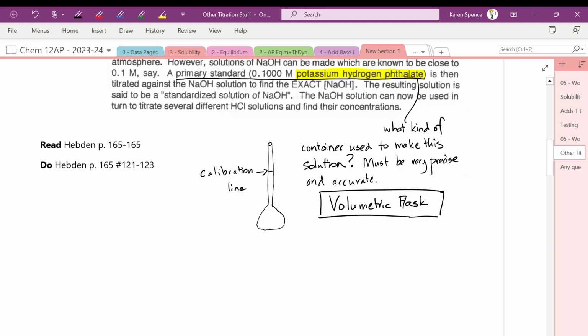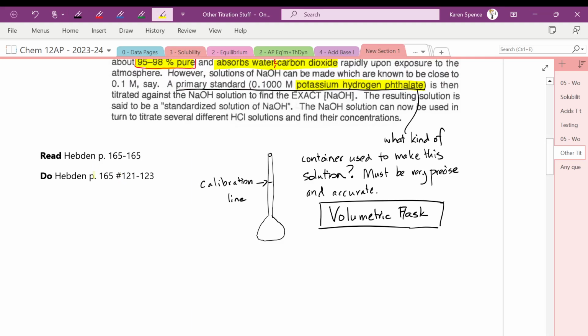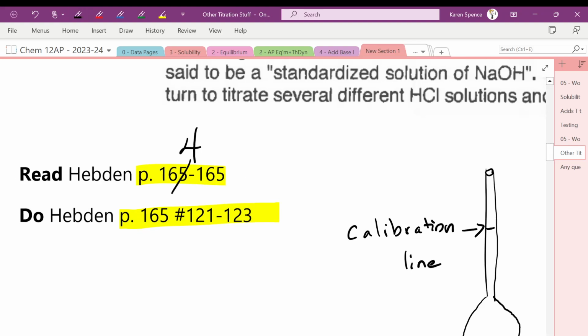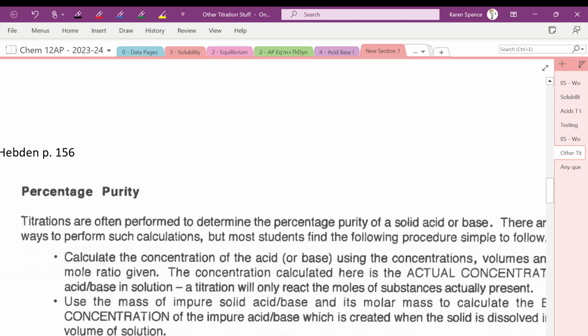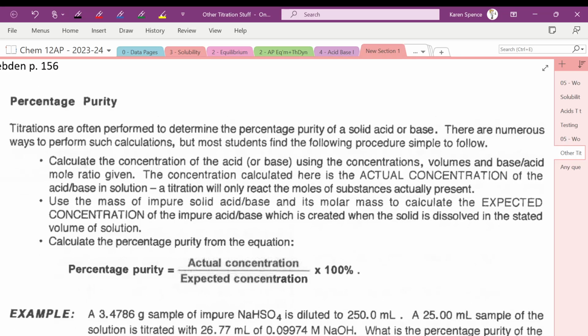All right. So that's all you need to know about standards. There are some questions on page 165, number 121 to 123, and you can read pages 164 to 165. Typo there. I'm going to let you do that on your own. And we are right now going to do a couple of actual titration questions. Again, I lifted this right out of Hebden.